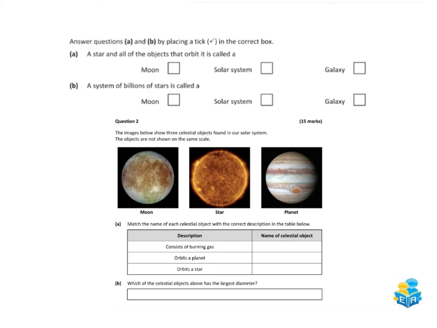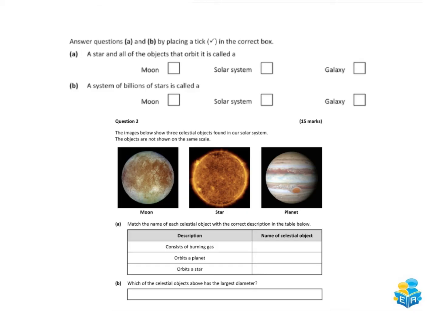Okay, so we're going to have a quick look at a question that's appeared in an exam before based on all of this. It's actually 2 questions here. Answer questions A and B by placing a tick in the correct box. A star and all of the objects that orbit it is called, is it a moon, a solar system, or a galaxy? Well, it's not a moon, because a moon is a satellite. That's an object that orbits another object that orbits the sun.